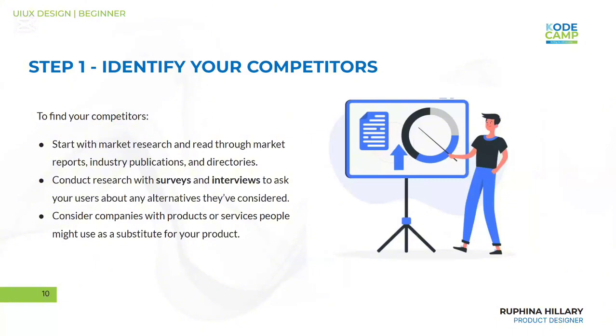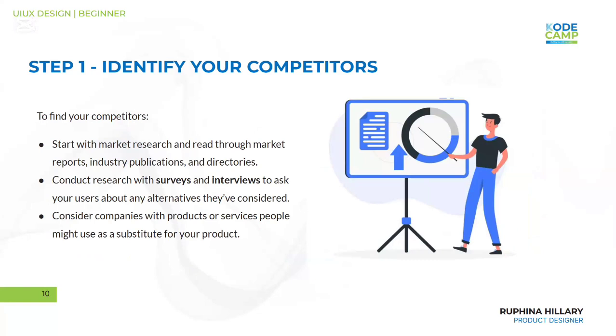To find your competitors, you can start with market research. When you read through market reports, industry publications, and directories, it's as simple as going to Google and typing in a problem or typing in food delivery application, and you see a lot of food delivery applications. So this is one of the ways to find your competitors.